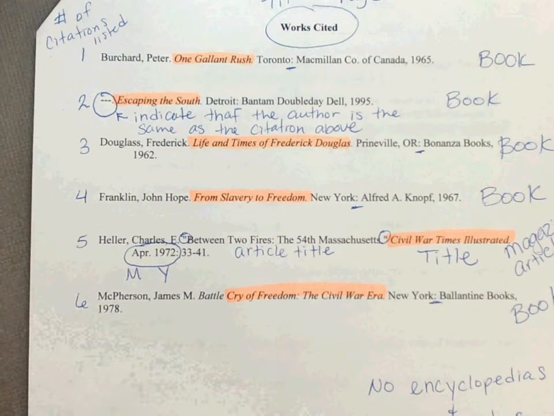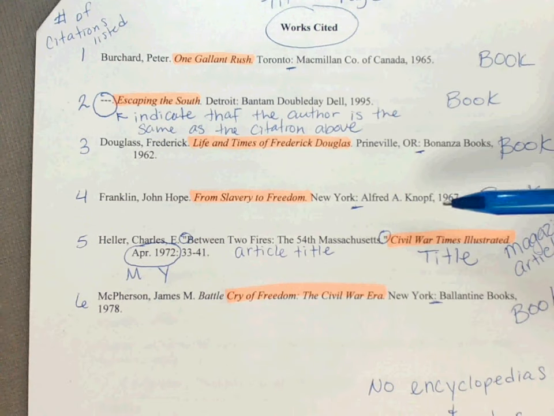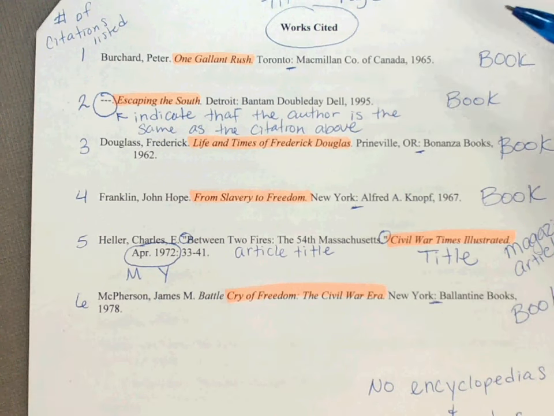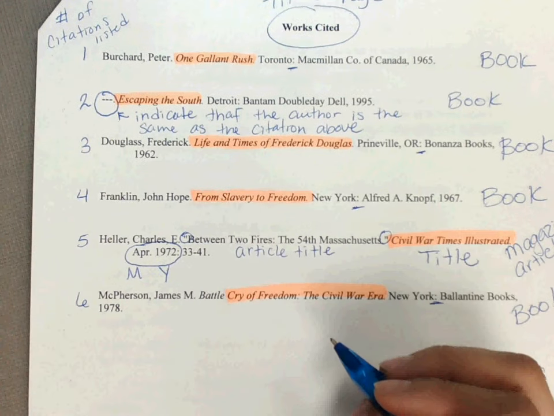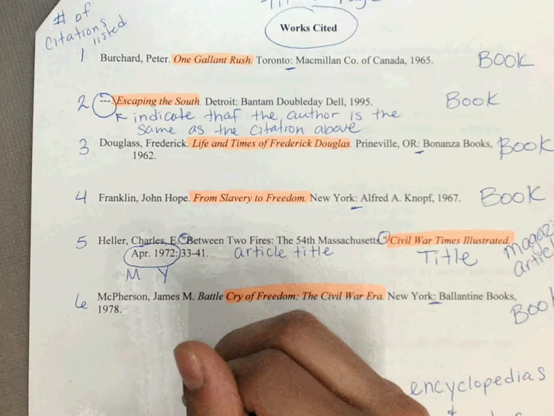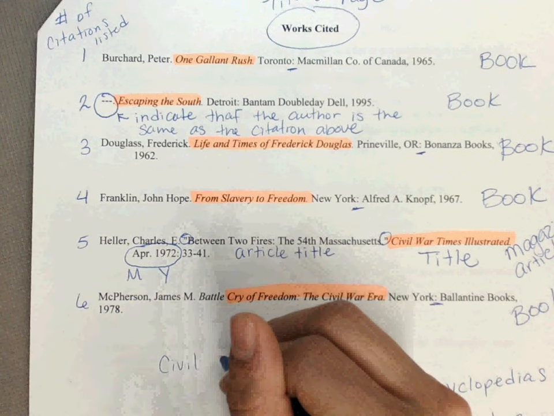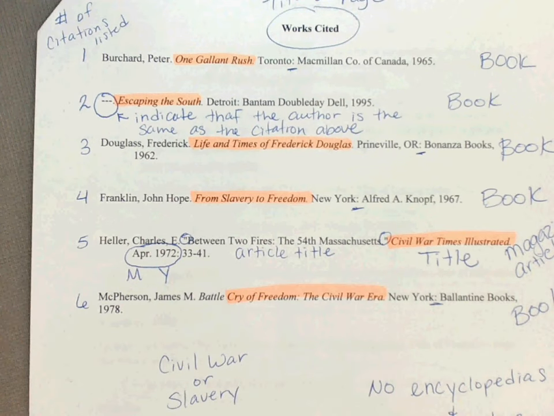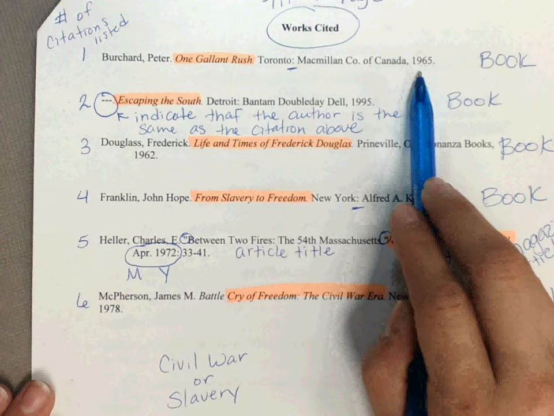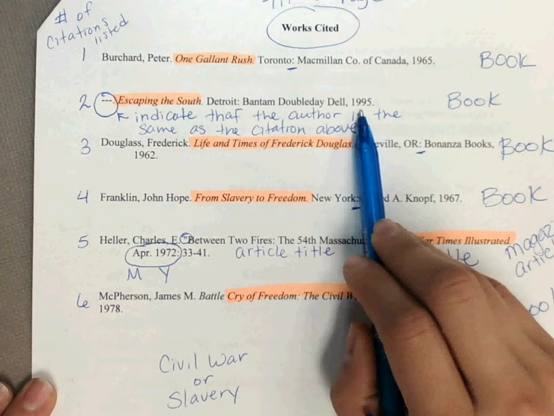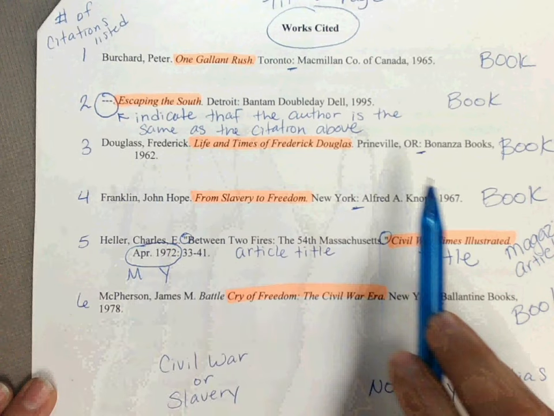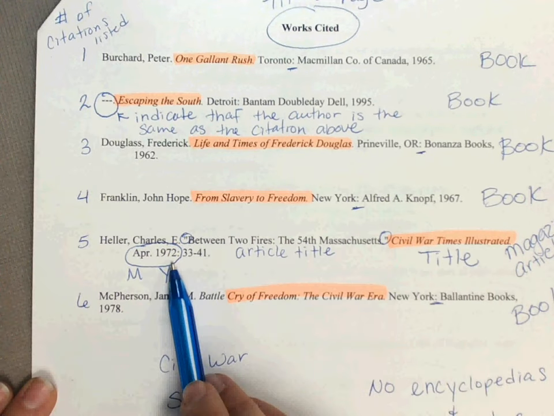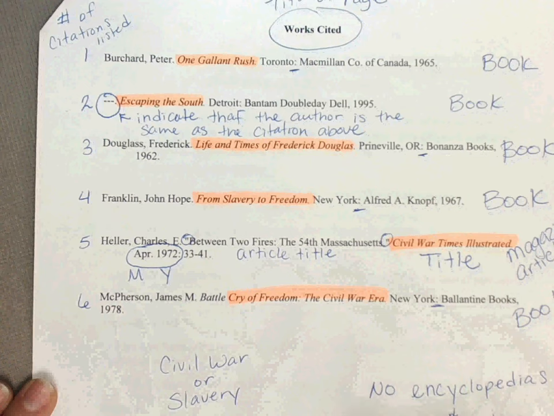The last thing I want to point out is that by looking at this works cited, we can tell by the different citations that this person was probably doing a report over the Civil War or slavery. We can also tell by the dates on each citation that the sources this person used were not current.